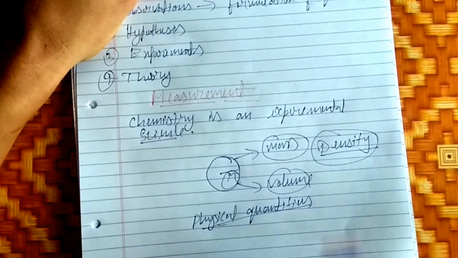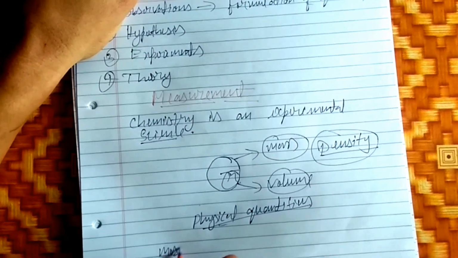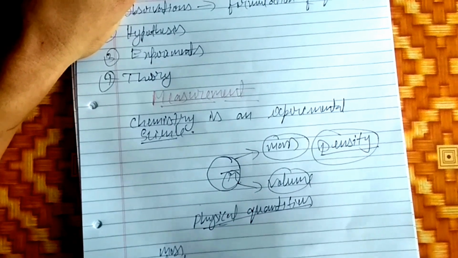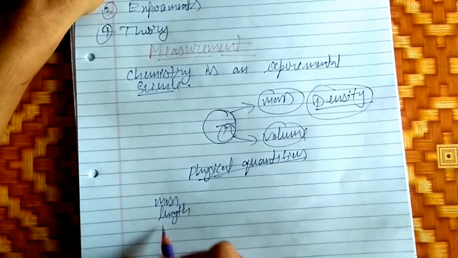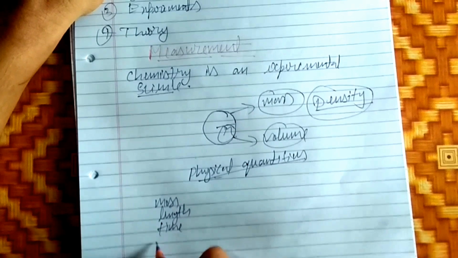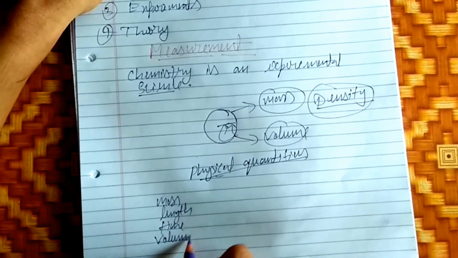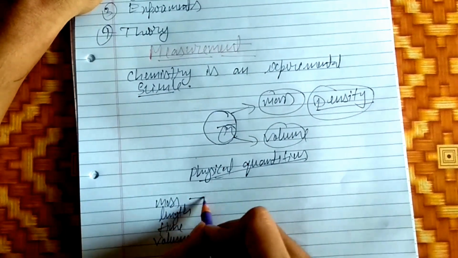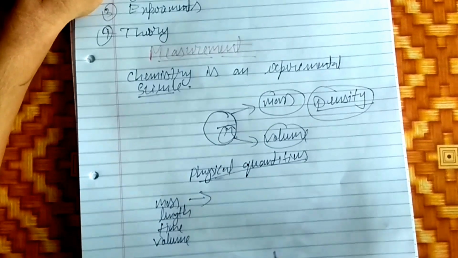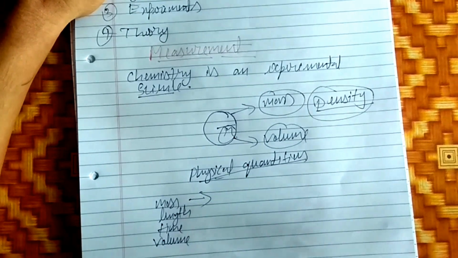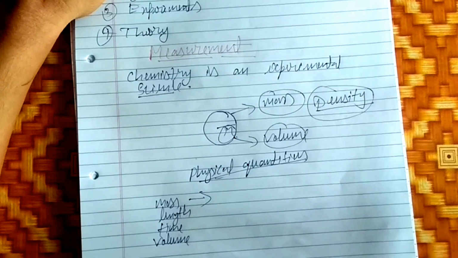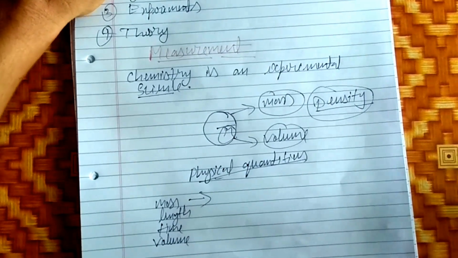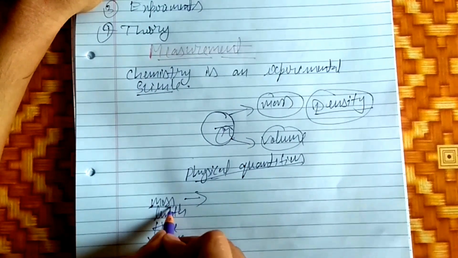Physical quantities are like mass, length, time, volume, and so on. Okay, now how do we measure things? Until now we understood that there are physical quantities which can be measured, but how do we measure? Now suppose we are measuring the mass of a body, of an object.